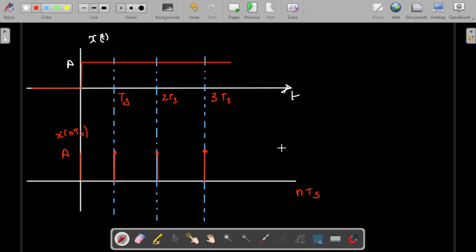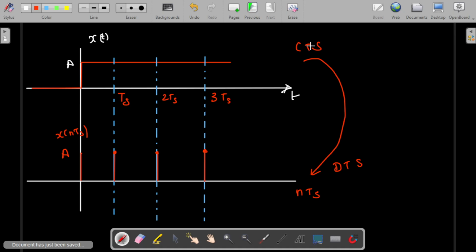Okay, so this is how a continuous time signal can be converted into a discrete time signal. This will be the discrete time signal, and this is the continuous time signal. This is the general idea of how we can look at it. Here another thing we can also take.